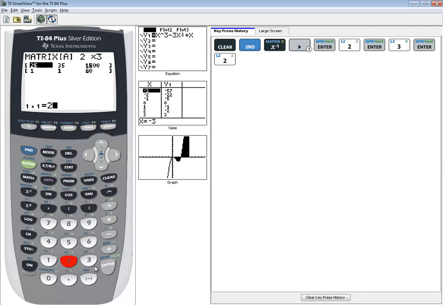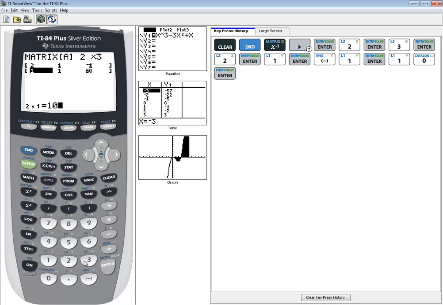So I got 2, 1, -1. And then 10, 2, 16. And then I'll exit out. So I do second mode.